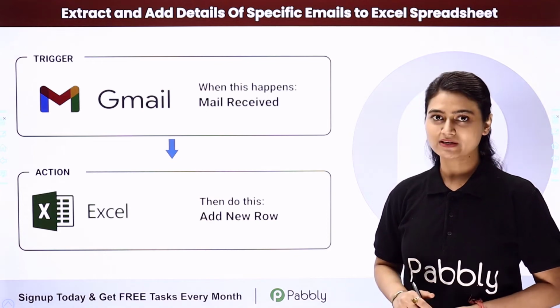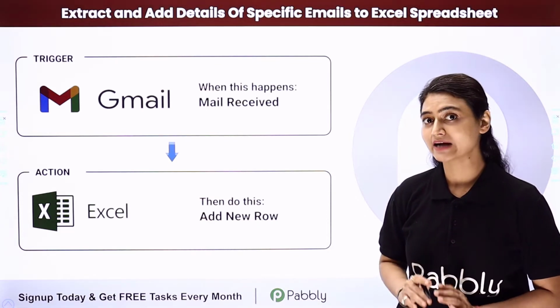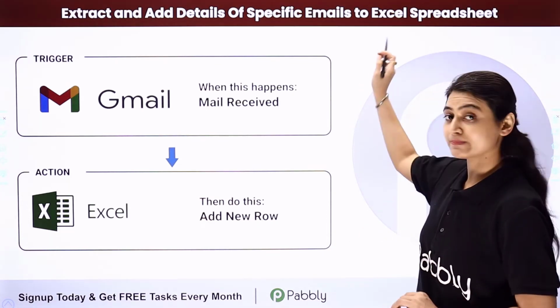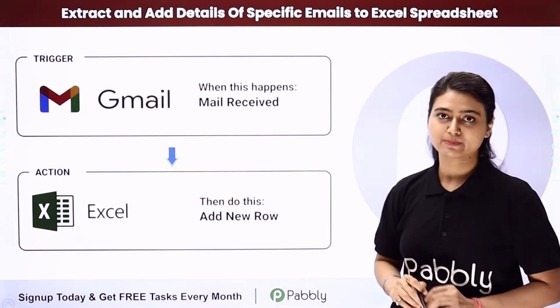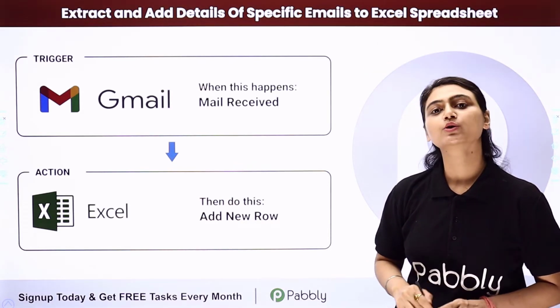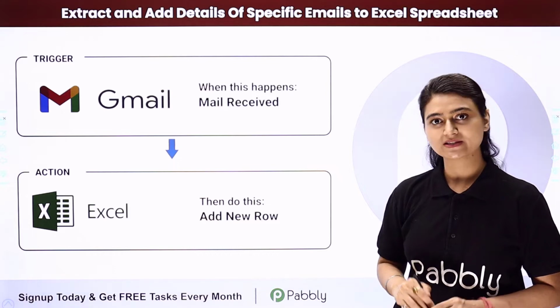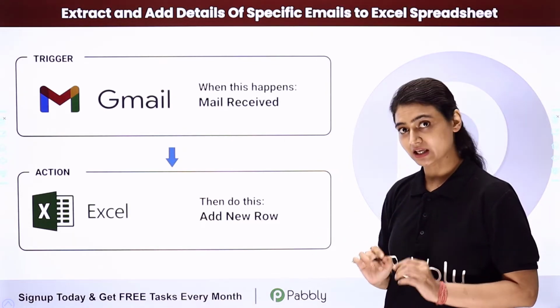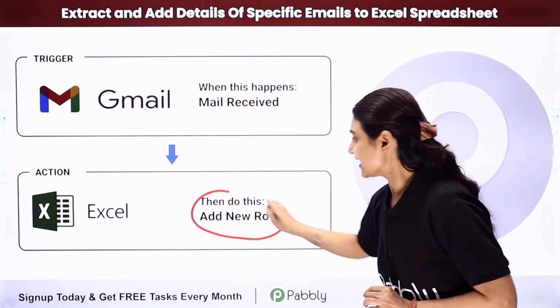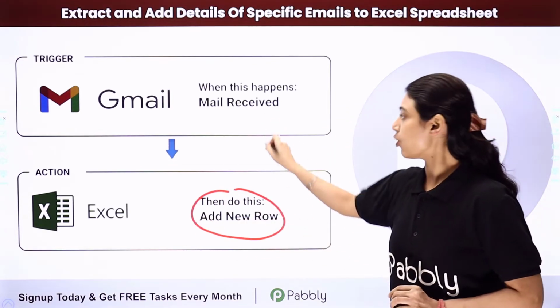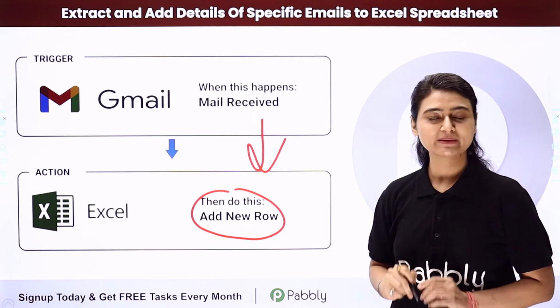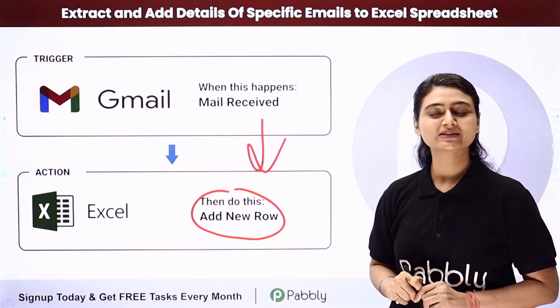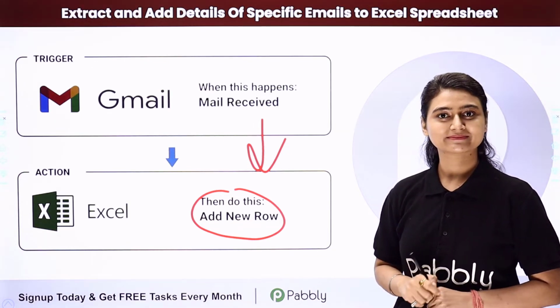In this video, we will learn how you can automatically extract and add email details of specific emails to an Excel spreadsheet. Now, let's say you receive a lot of business mails on a day-to-day basis, and you want to add email details sent from specific email IDs in an Excel spreadsheet. So, we are going to automate this entire process using Pabbly Connect. Come to my screen to see how we do this.